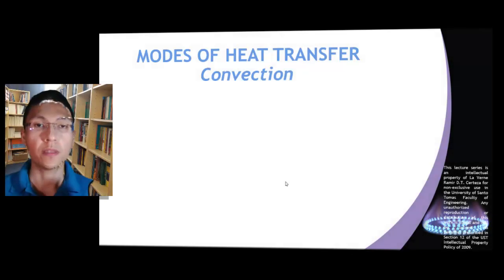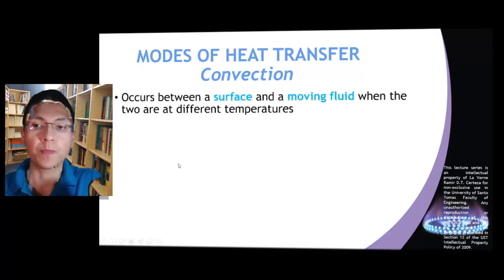The next mode of heat transfer is convection. This is the most complex heat transfer mode among the three, and we will explain why in future lectures. As what we have previously said, convection occurs at the surface of a material. Mostly this material is a solid, but in some instances, this can also be a liquid.